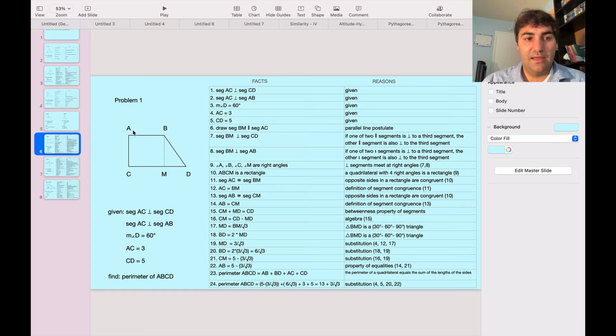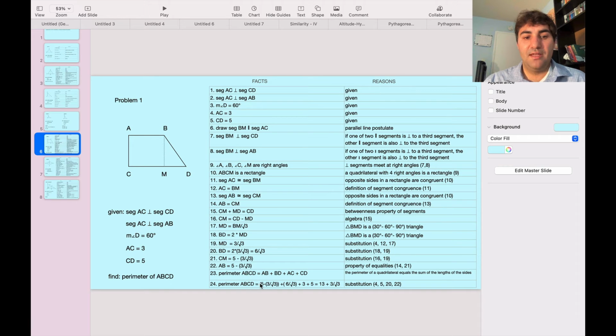We still need to know what AB is because we don't know that. So we know that CM is equal to 5 minus 3 divided by root 3, right? Because MD is 3 over root 3, and all of CD is 5, so CM is going to be that. And we know that CM is equal to AB, right? Using 14 and the fact this is a rectangle. So AB is equal to 5 minus 3 divided by root 3.